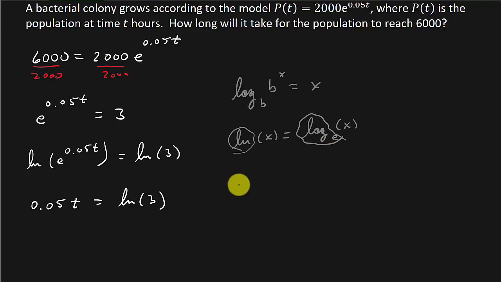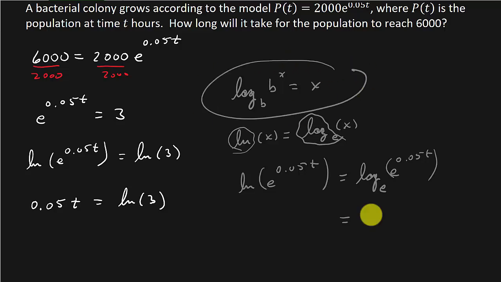So you can see over here we have the natural log of e to the 0.05 t. Okay, that's what we have. Now remember, ln is the same thing as log base e of e to the 0.05 t. Okay, and you see how the base of the exponent and the base of the log are the same? That goes to this formula. That is just equal to your exponent. And that's where the 0.05 t comes from.